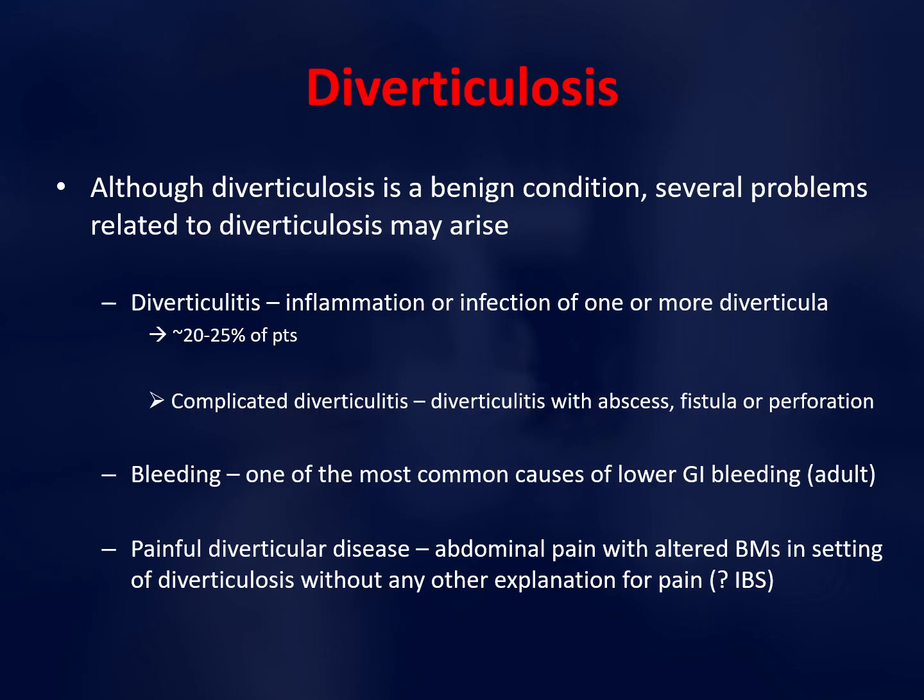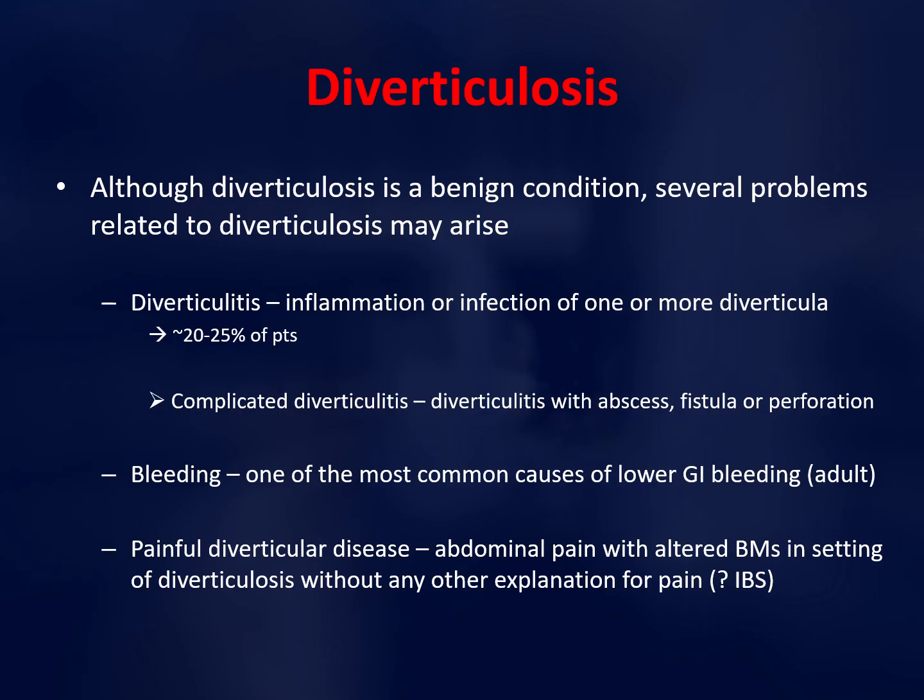And bleeding from diverticulosis is one of the most common causes of lower GI bleed in adults. Just to know that diverticulitis occurs mostly on the left side, in sigmoid diverticulosis, and bleeding usually occurs from right-sided diverticulosis. But of course, we can bleed from left-sided colonic diverticulosis.